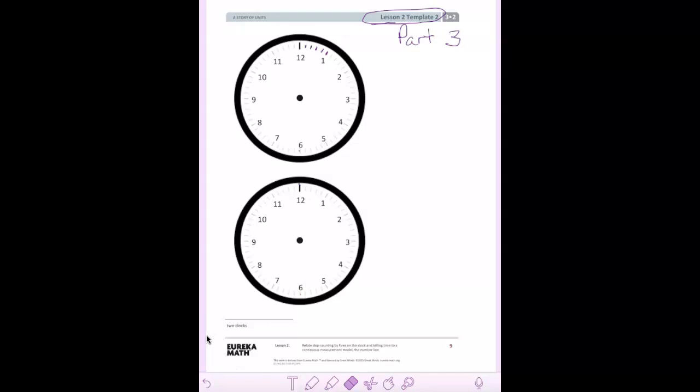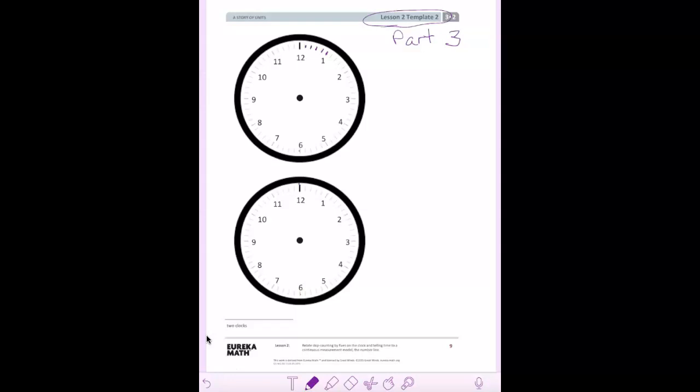So you will want to get out your Lesson 2 template right up here. You're going to want the Lesson 2 template 2 with the clocks for Part 3. And then you're also going to want to have handy your Lesson 2 problem set problems that we're going to do together.